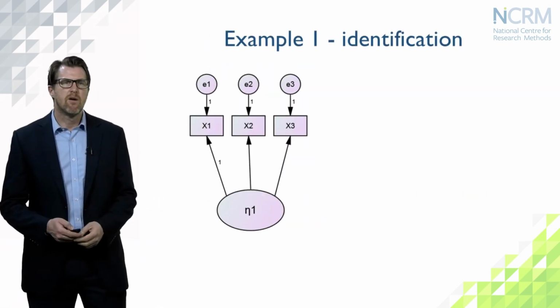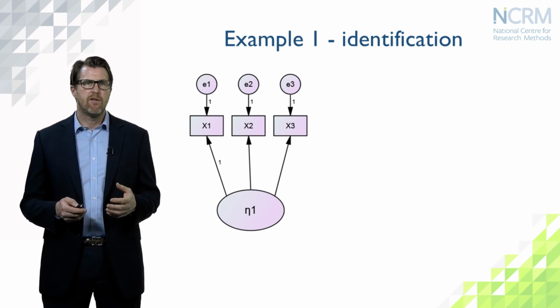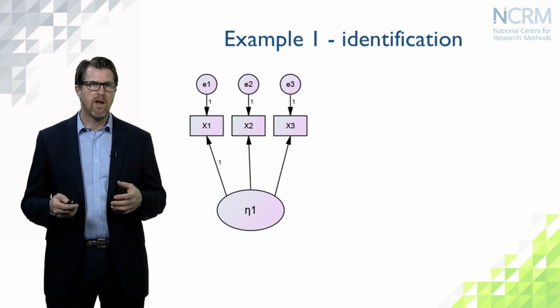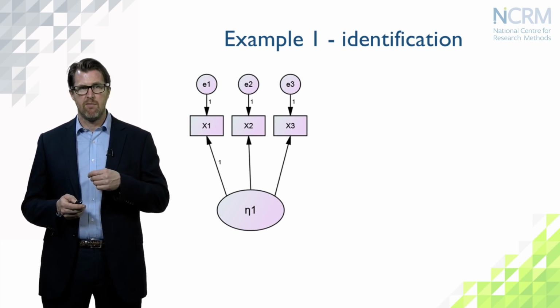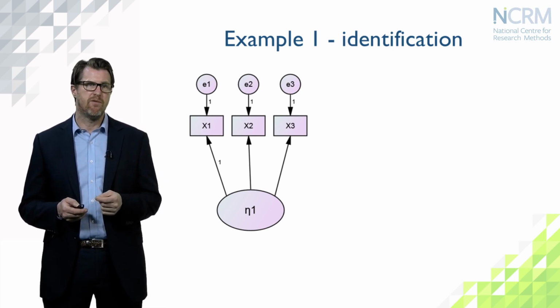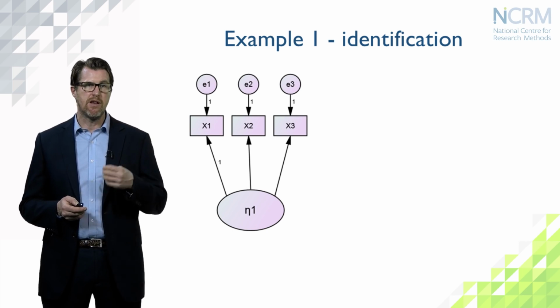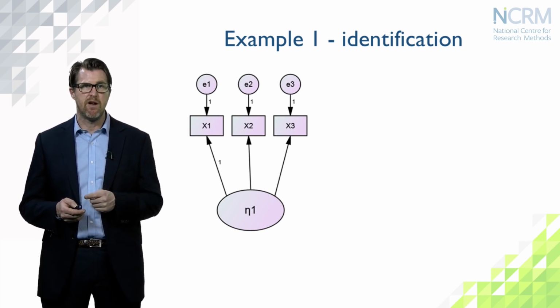So to give an example of that, here is the path diagram that we saw earlier, where we have eta 1, a latent variable, which is measured by or causing 3 observed variables, and each of those observed variables has an error variance.